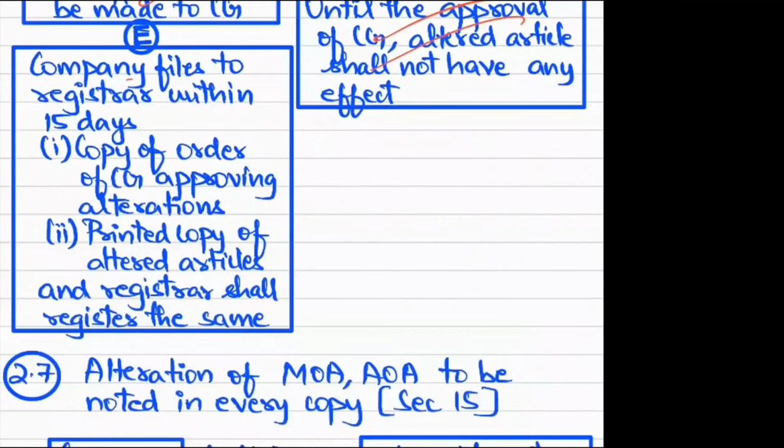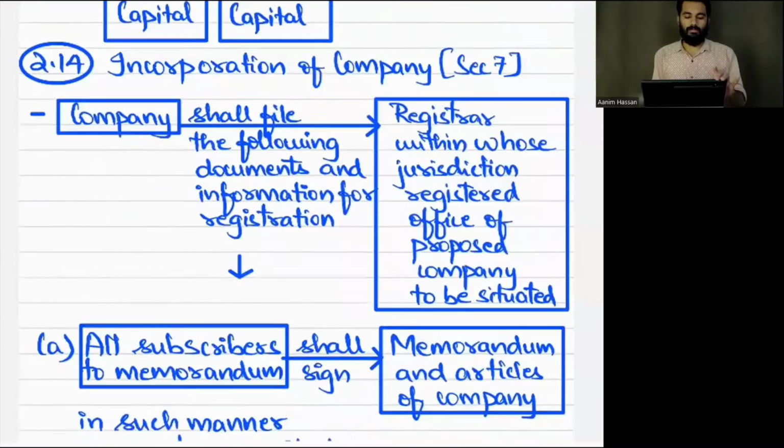Now the company files with the registrar. What will the company file with the registrar within 15 days? Two things. First, we always say the altered articles, but this time there is an approval of CG, so that copy also will be filed. What are we going to see, sir?